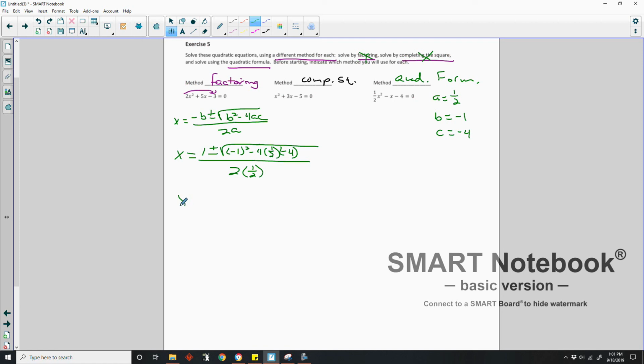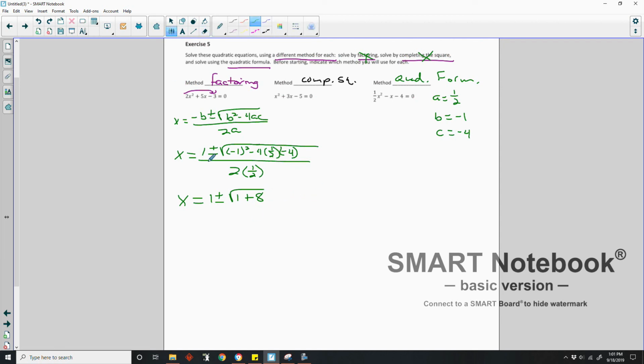Okay, this is going to come out nicely. So it's 1 plus or minus the square root. Negative 1 squared is 1. A negative and a negative will give me a positive. 4 times a half is 2 times 4 is 8. All over 2 times 1/2, which is 1. So we don't need to do anything over 1, because anything divided by 1 is itself.